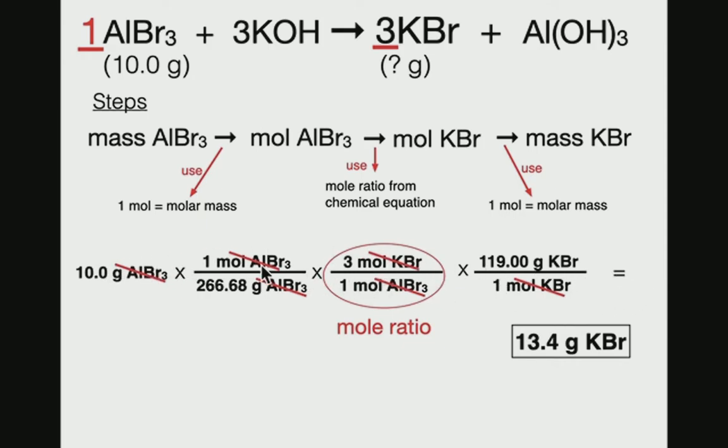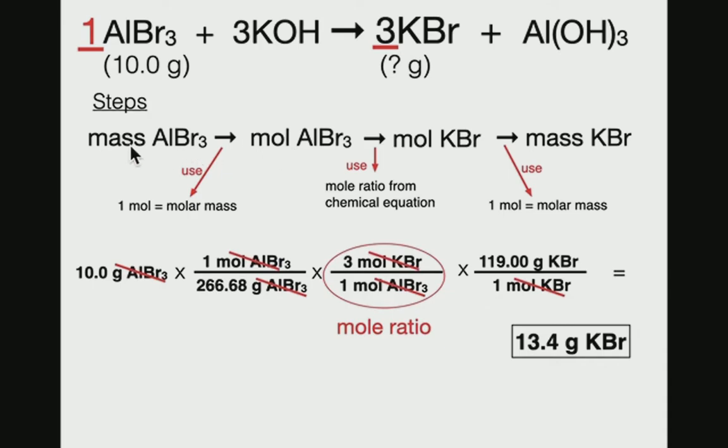Sometimes students will multiply all the numerators together, write down the answer, multiply all the denominators together, write down the answer. You're making it much more difficult than need be. Just multiply the numerators, divide by the denominators, and it doesn't matter the order that you do it. I could have gone 10 grams of aluminum bromide times 3 divided by 266.68 times 119, and would have gotten the same answer. Just remember, multiply numerators, divide by denominators.